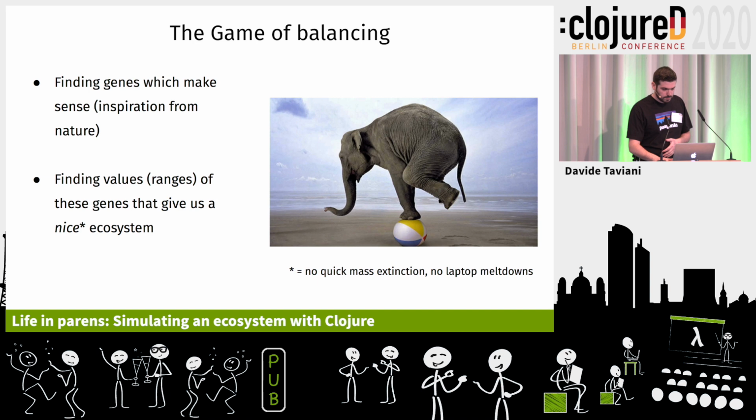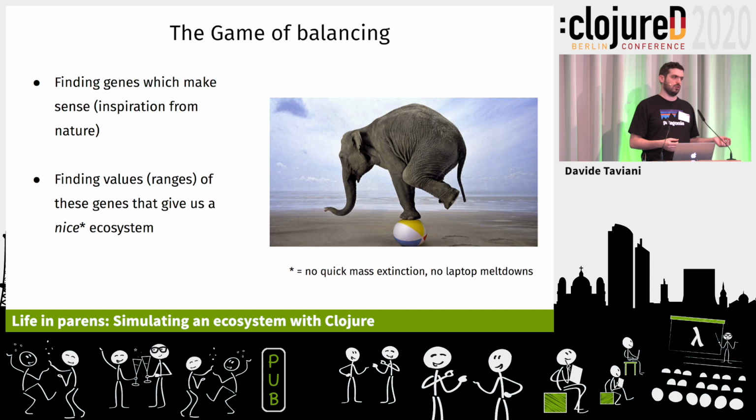The hardest part of this code was finding genes that made sense. Those before were a good indication, and I sometimes tried to think about nature and draw inspiration from it. But again, I had limited resources. I would like to have a nice ecosystem. Nice means not quick mass extinction, and that my laptop can process more than one iteration every few seconds. So it was also hard to find how these genes affect the behavior of these beings.